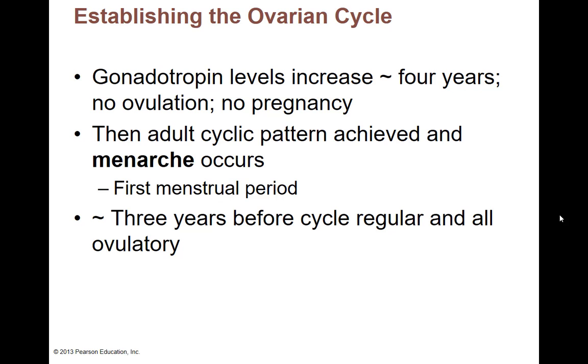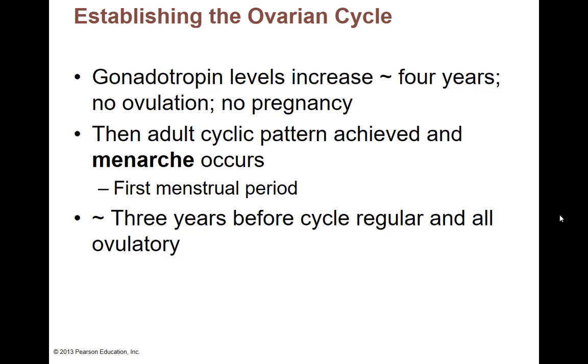Establishing it, some of that I said before: the gonadotropin level hormones, your luteinizing and your follicle stimulating, increase, and it takes on average 4 years for them to be high enough before you actually start releasing eggs. So it takes a while to get these hormones to a high enough level before you actually release an egg. It takes a little bit to get everything going. During that time, no pregnancy can occur because you didn't release any egg. Eventually, you'll have what's known as menarche. That's your first menstruation.